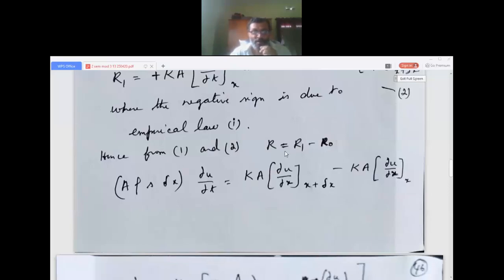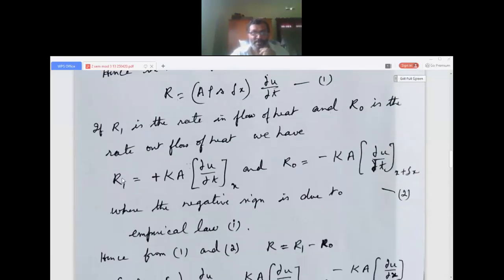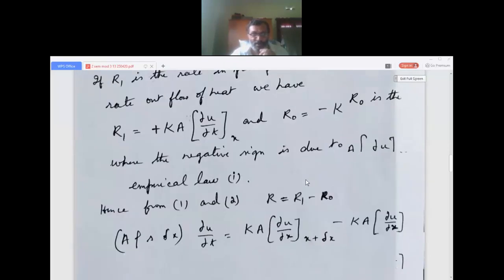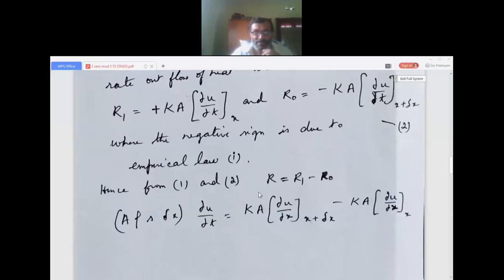So R equals A rho S delta x dou U by dou t is equal to R1, K A dou U by dou x at x plus delta x, minus R0, K A dou U by dou x at x. This is R1 and this is R0. You need not write the separate step for the rate of outflow. So R is equal to R1 minus R0, where R1 is K A dou U by dou x at x plus delta x, and R0 is K A dou U by dou x at x.